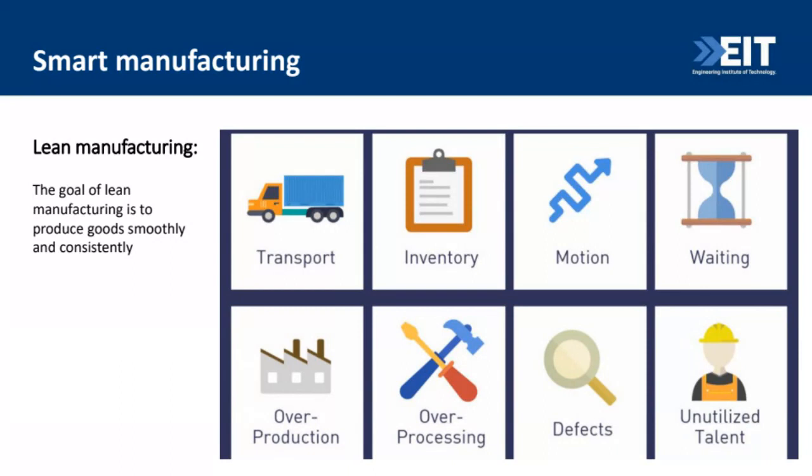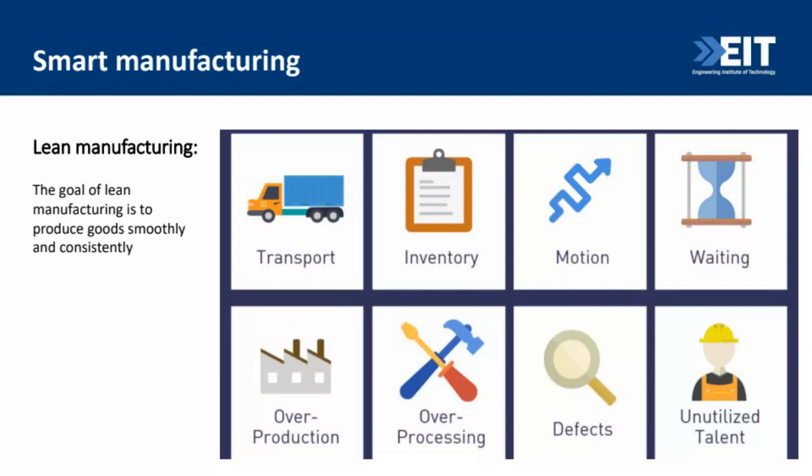And for defects, if our products have some failures, we have waste. And if we have talented, skilled and knowledgeable people in our organization, and we are not using their talent, we are wasting their time and our time and our money, definitely. So this is the definition of lean manufacturing strategy.